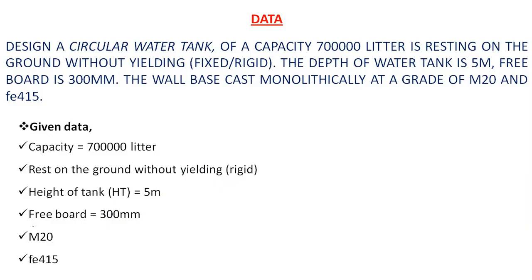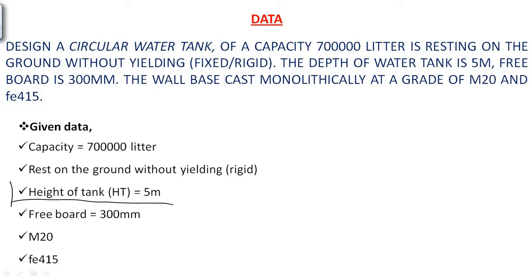Here the data is given: design a circular water tank of capacity 7 lakh liters, resting on the ground with fixed or rigid base. Resting on the ground without yield means rigid base. The depth of water tank is 5 meter.